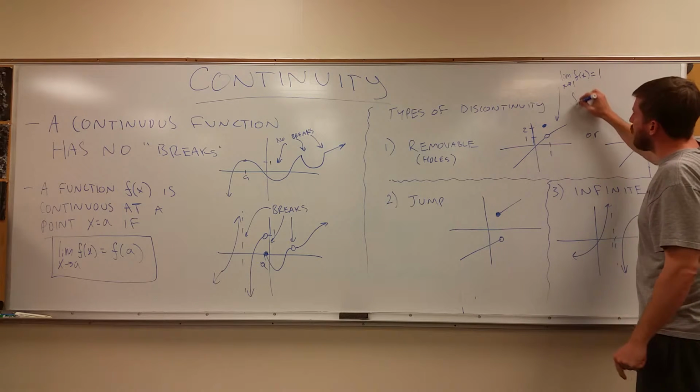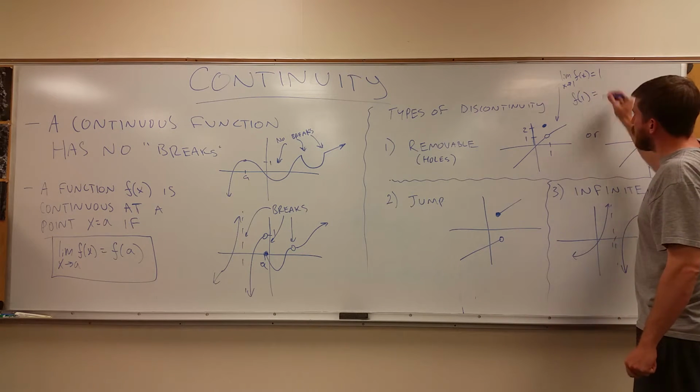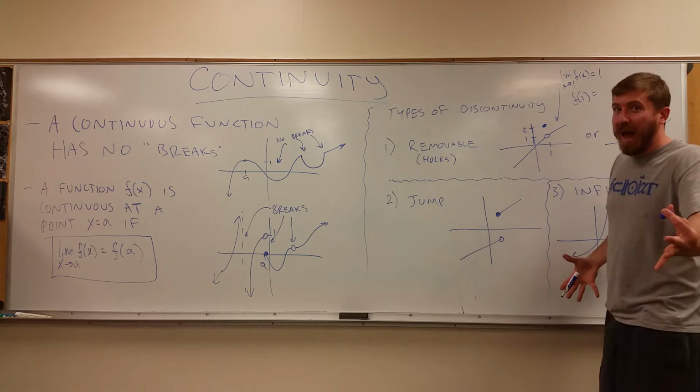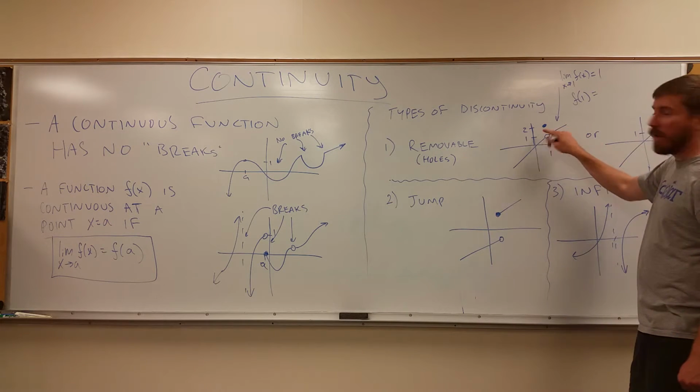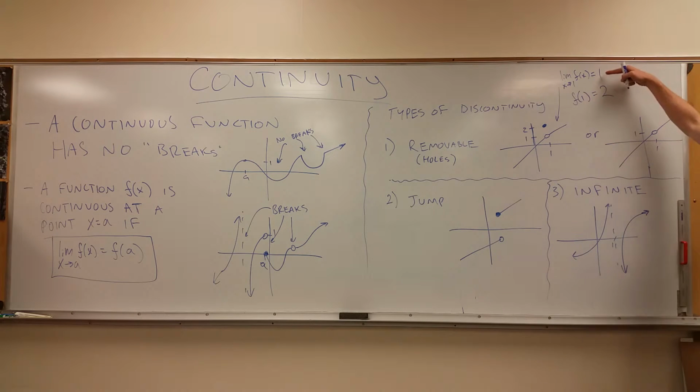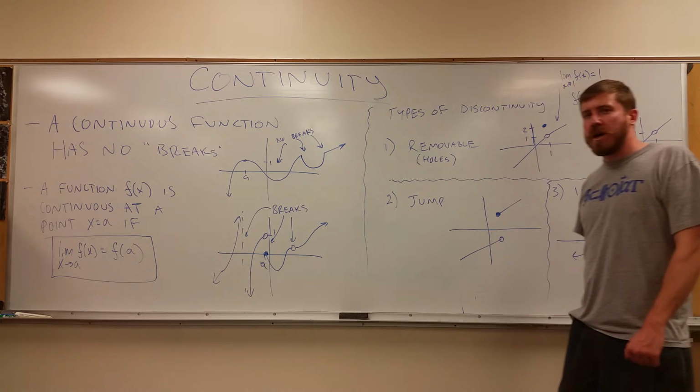However, if you asked me what f of 1 was equal to, what would you say? You would say 2 because that's where the closed circle is. So in this case, the limit is not equal to the function, so therefore this is a point of discontinuity.